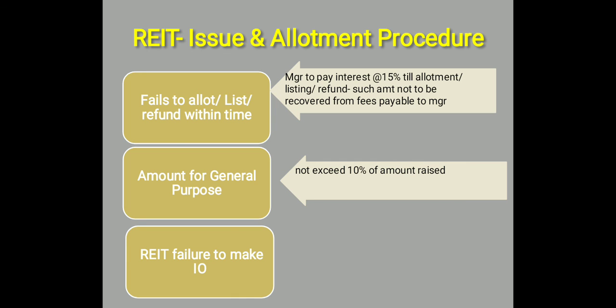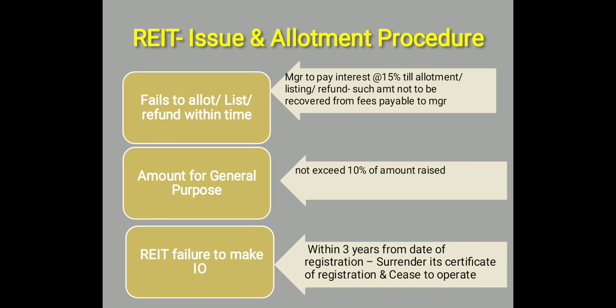What happens if REIT gets itself registered and fails to make an initial offer? In such a situation, if 3 years pass from the date of registration, REIT is required to surrender its registration certificate to SEBI and shall cease to operate. However, SEBI has been given an additional power: where it deems fit, it may extend the period by another 1 year. Even after surrender of the certificate, REIT at a later date may reapply for registration if it so desires.